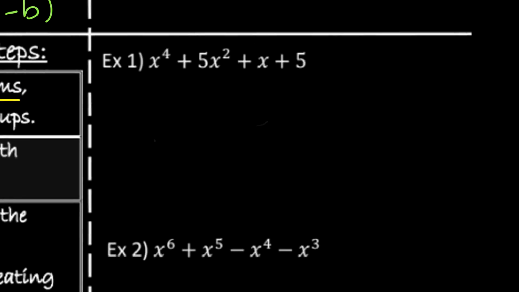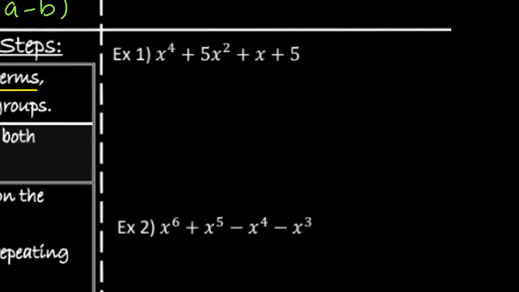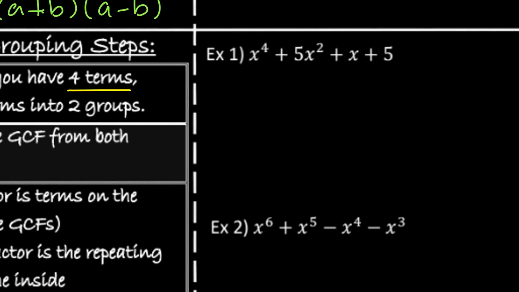So, example 1. What should we look for first? A GCF. Is there one here? No. So what does the first step say to do? Split into 2 groups. You don't do the x. You just immediately factor by grouping here. Immediately group them.